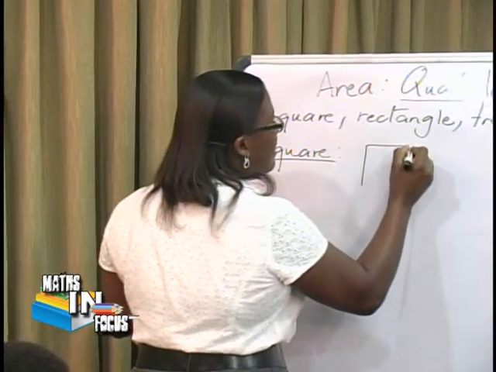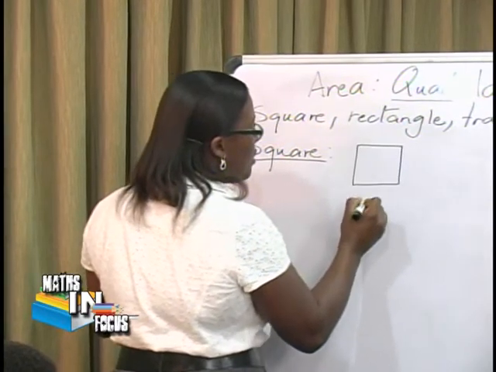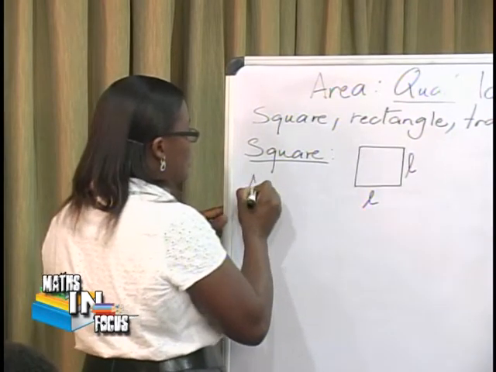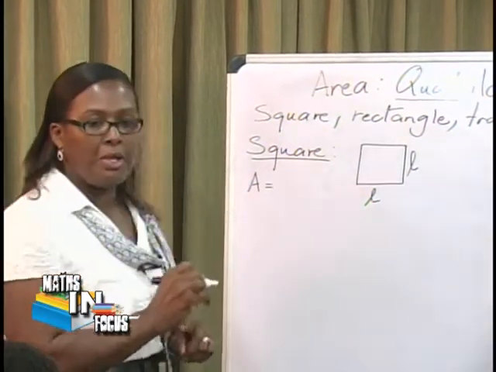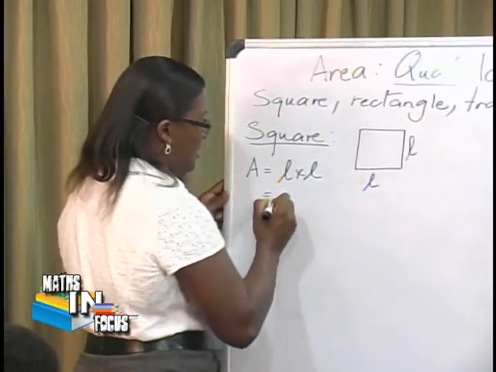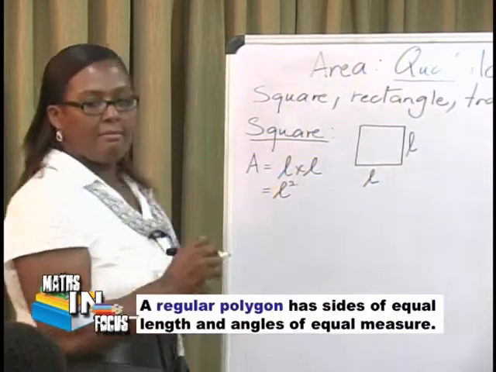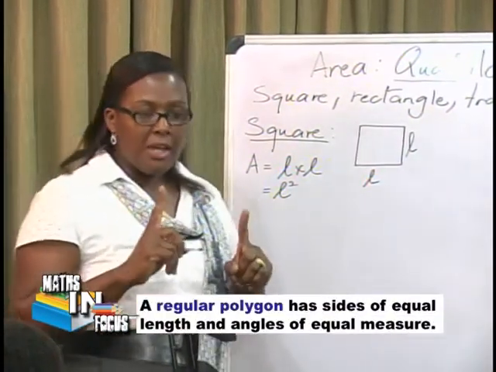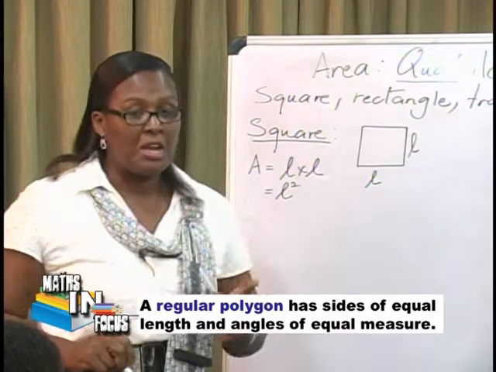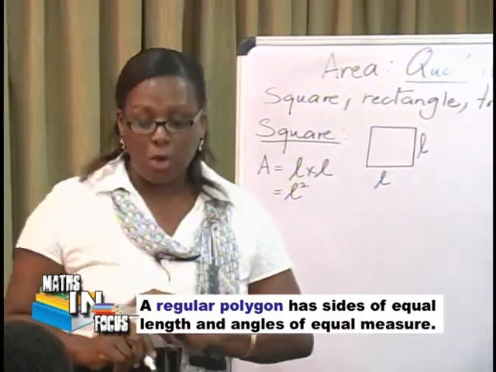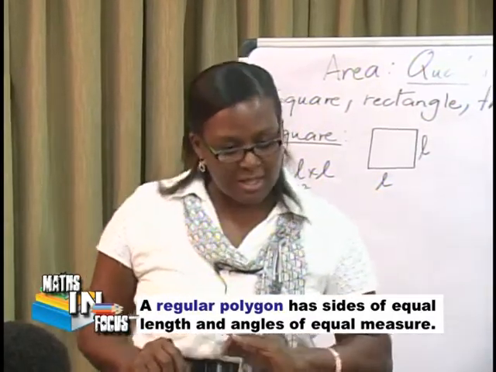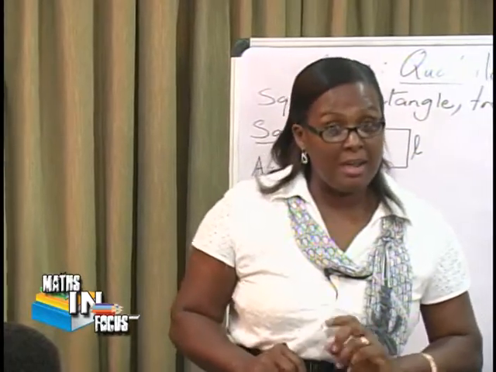So if this is a square, and we call here L, and we call here L, the formula that we would use to find the area of a square would be L squared, which would be L by L. Now, a square is a plane figure in which all sides have the same length. A square is always a rectangle. Always. Because a rectangle is a quadrilateral with 4 sides and the opposite sides are parallel and equal.